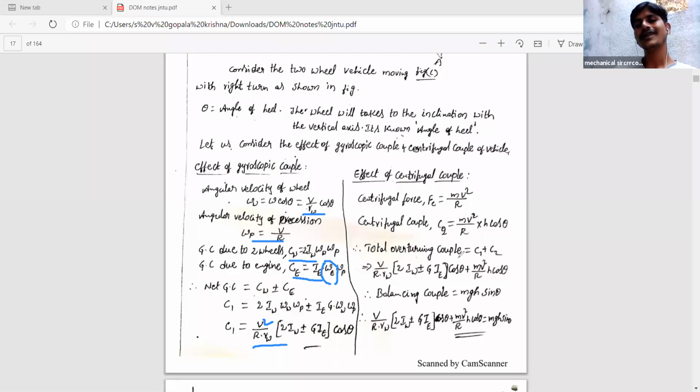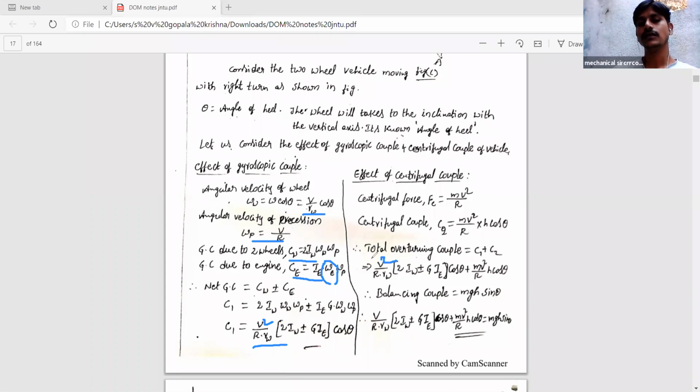So now the total overturning couple. When we take the overturning, how much is the total effect? That is the sum of the gyroscopic couple effect and the centrifugal couple effect. That is, V square by capital R and small r suffix W 2 I suffix W plus or minus G I suffix E cos theta plus mv square by capital R h cos theta. This is the overturning couple.